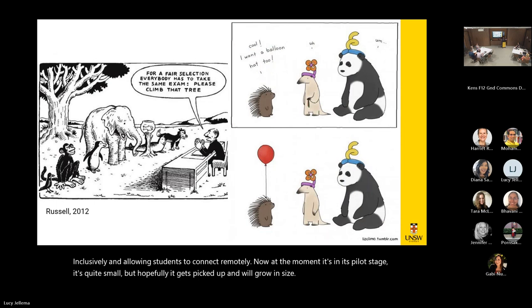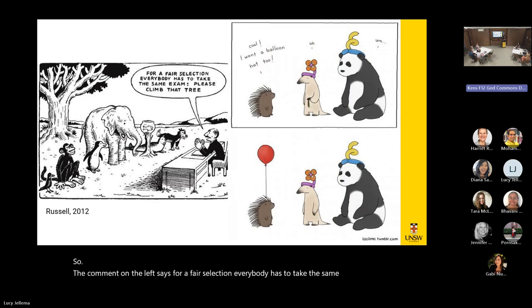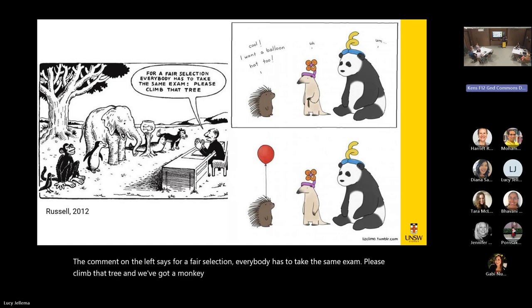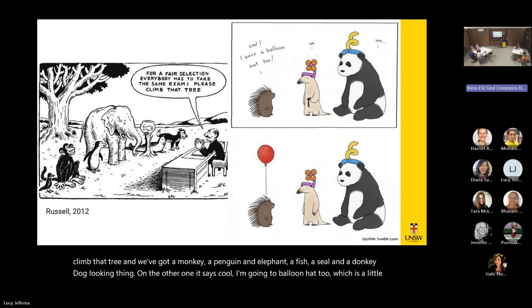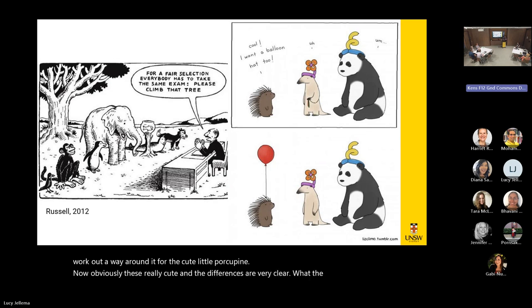Okay. The comic on the left says, for a fair selection, everybody has to take the same exam. Please climb that tree. And we've got a monkey, a penguin, an elephant, a fish, a seal, and a donkey dog looking thing. On the other one, it says, cool, I'm in a balloon hat too, which is a little porcupine. And the panda and the anteater look a bit awkward until they work out a way around it for the cute little porcupine. Now, obviously, these are really cute, and it is very clear what the barrier is to the situation.